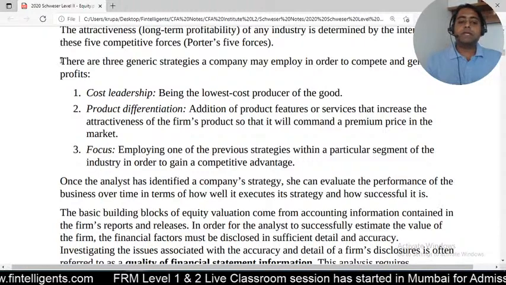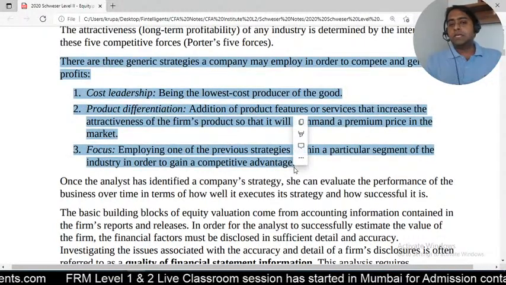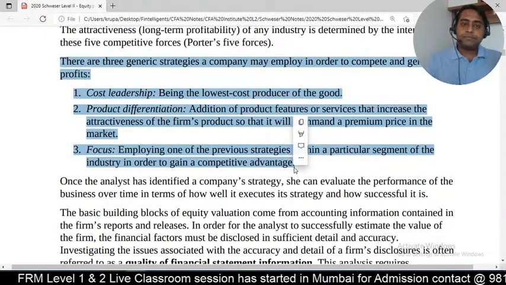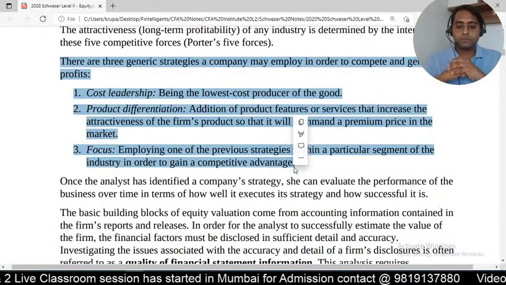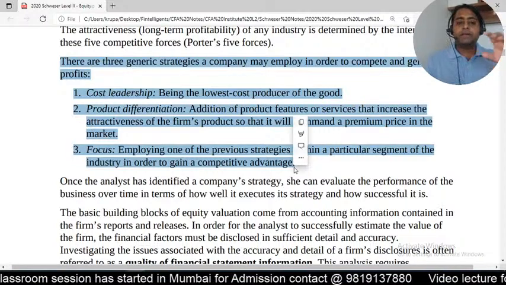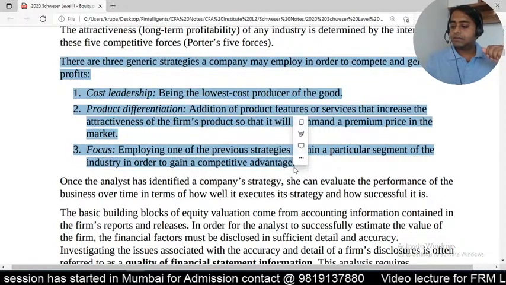So these 3 pointers, mark these three points with a star. Okay, important for the exam. Read the paragraph, read the pointers.